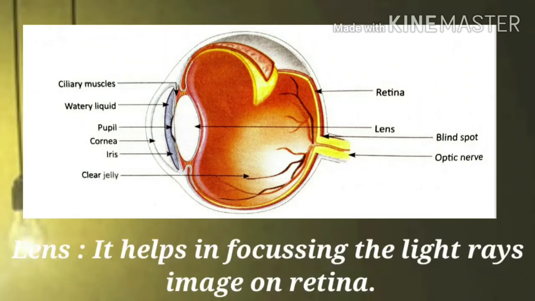Lens. It is a transparent tissue between the pupil and the retina. The lens helps in focusing the light that passes through the pupil into the eye and helps in focusing the image on retina by bending the light rays.